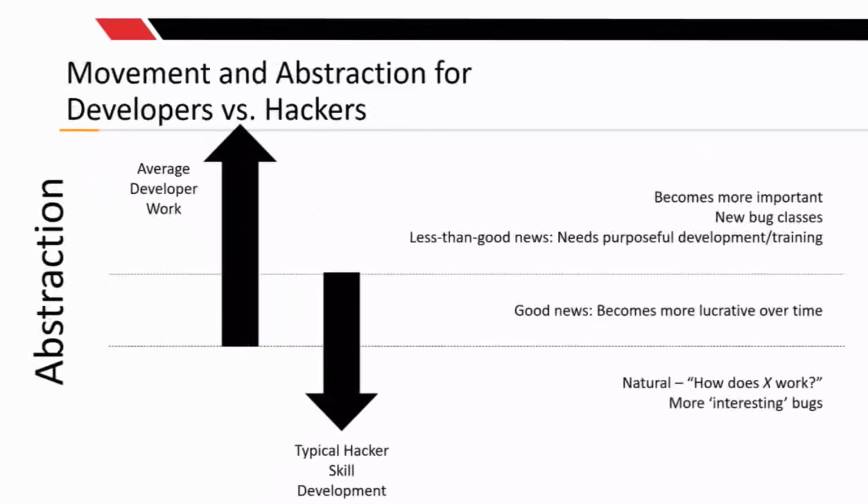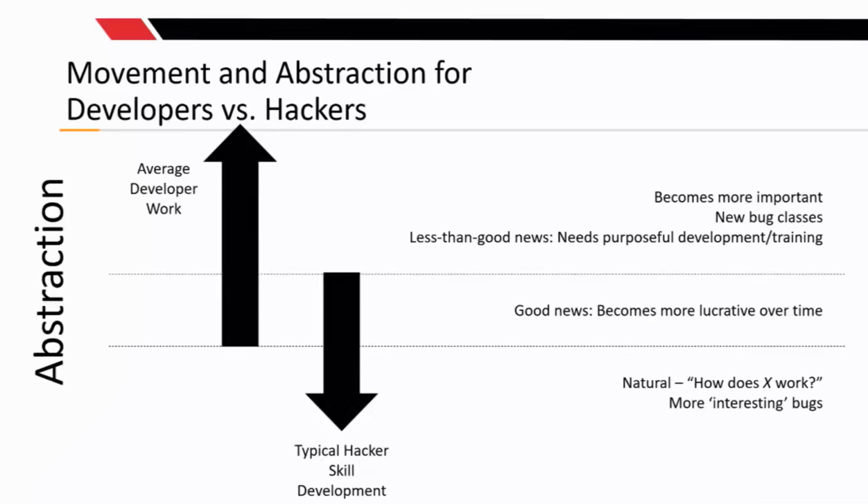And so as the average developer goes up the stack, in the sense of using more and more abstracted technologies, those abstracted technologies become more important. Docker and containerization in general, Kubernetes, is going to become more and more important to application security testers. As a penetration tester, you're going to see more and more of these applications, so it's important you learn them. There's going to be new bug classes associated with this, just like every new language brings new bug classes. But it needs purposeful development and training. You actually have to go out and study this. I don't think there's any breaking Docker training classes out there yet.